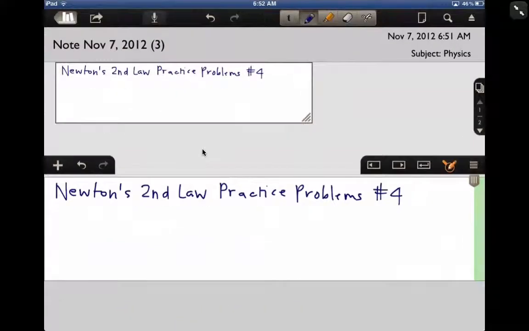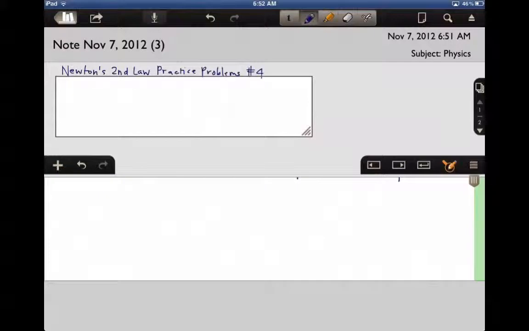Hello, this is the last of the problems, number 4, from the Newton's second law practice problem worksheet. In this problem, we have what's called actually a modified Atwood machine. It's essentially two objects connected to each other via a pulley.